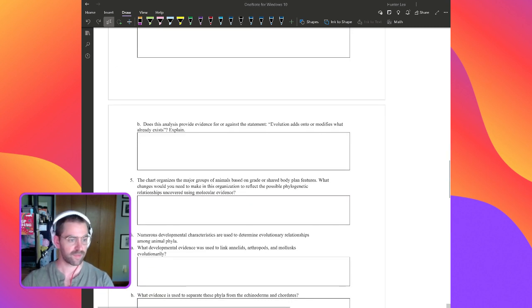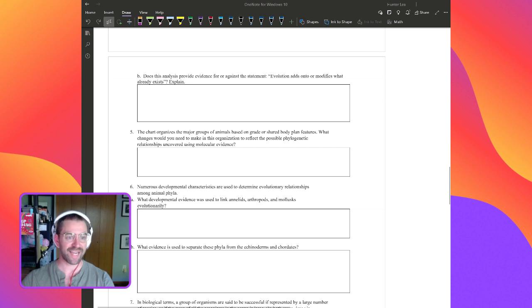All right. Does this analysis provide evidence for or against the statement evolution adds onto or modifies what already exists?